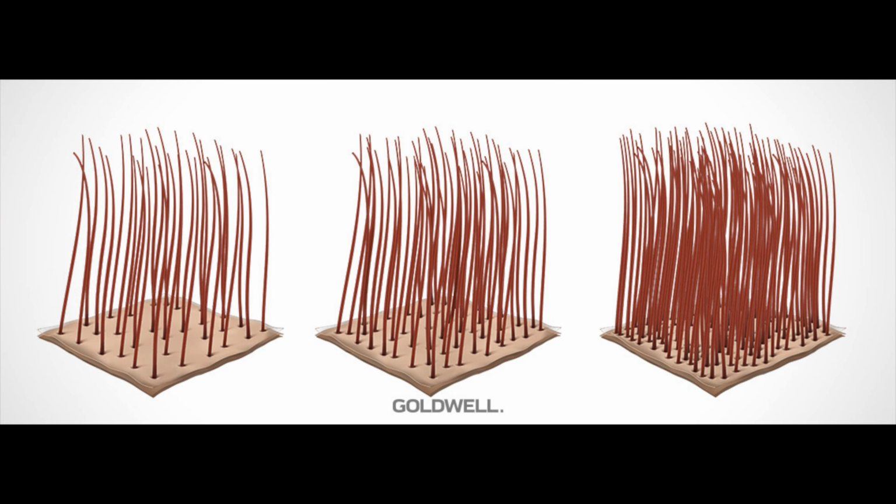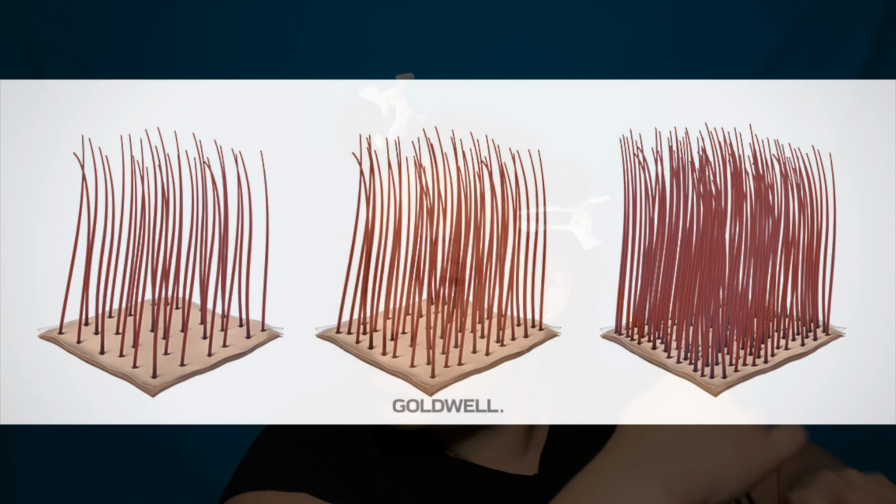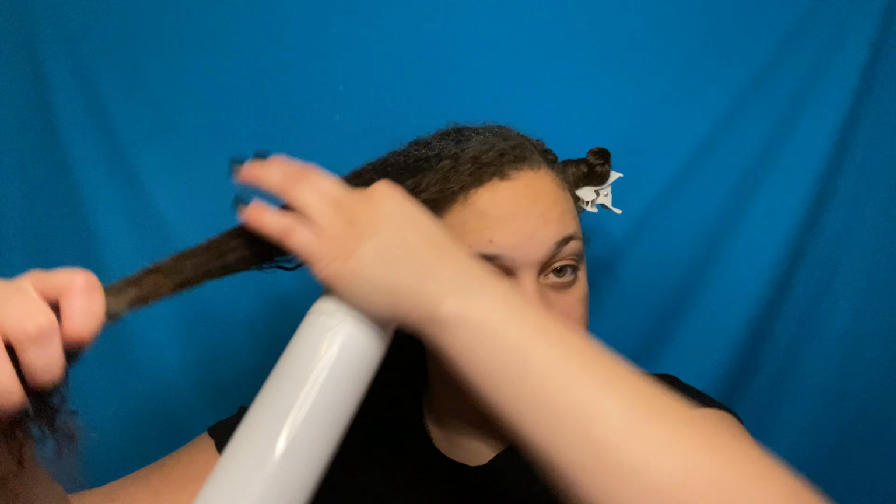And you also have another hair characteristic, which would be the density. So the density is the amount of hair strands you have on your head. So it can be low density, medium density, and high density. And so one way to test out the density of your hair is if it's dry.